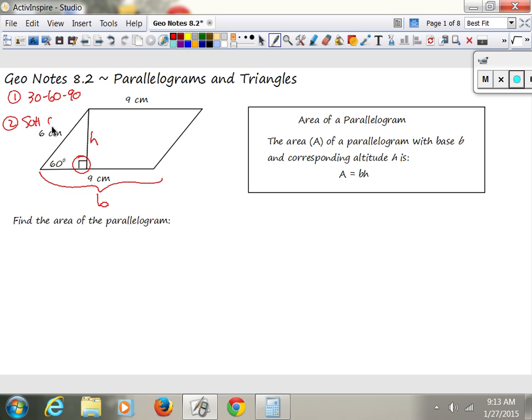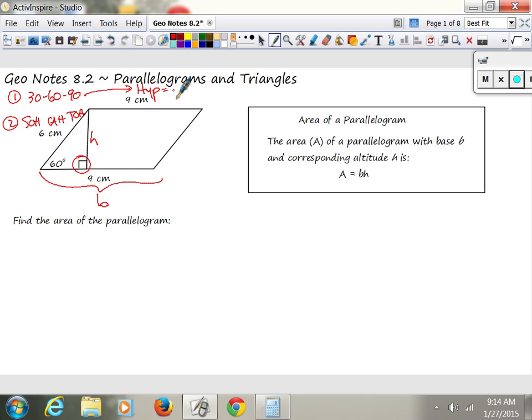SOHCAHTOA. Option two is SOHCAHTOA because you have a right angle, a right triangle. So we have to pick the option that we like the best, because we need to find h. What option do you like the best? Okay, LA likes 30, 60, 90. Anybody else like that, or do you like the SOHCAHTOA? 30, 60, 90. Do you remember the formulas?